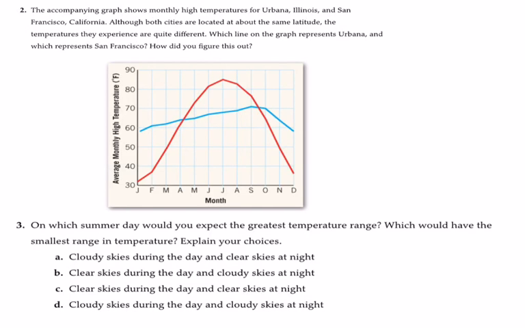So use this to say which one is Urbana, Illinois, which would be a continental location, versus which one is San Francisco. And we talked about the one in San Francisco should have the ocean moderating it. And you're supposed to say how you figured that out. Number 3, just do your best.